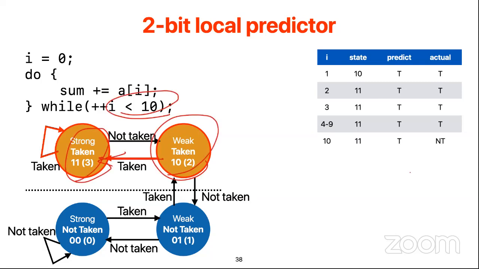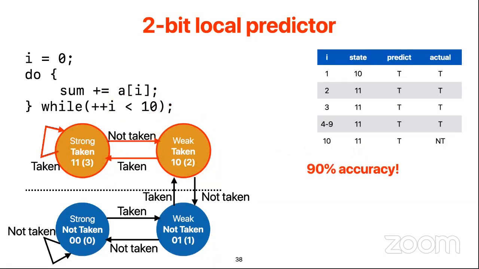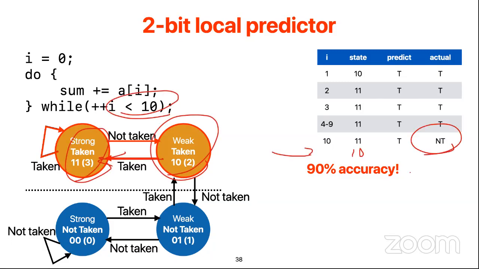And the next state after this would be 1, 0, because we are decrementing it because we have not taken. So that's the basic concept of a 2-bit predictor. And you can see for this loop, right? Previously, if you predict not taken, you are only going to get this right, 10% accuracy. But right now, if you have a dynamic predictor, you are going to get 90% accuracy.